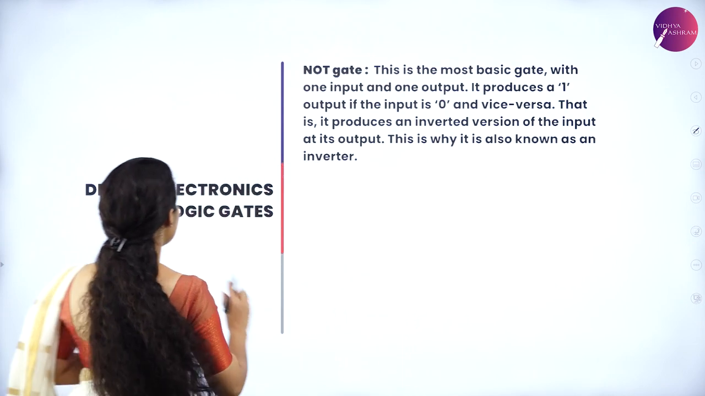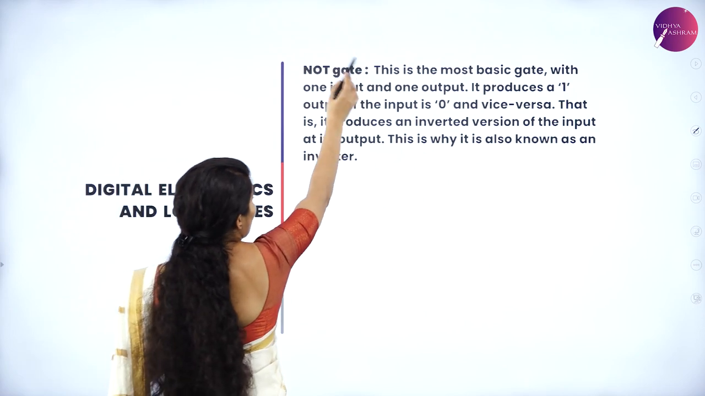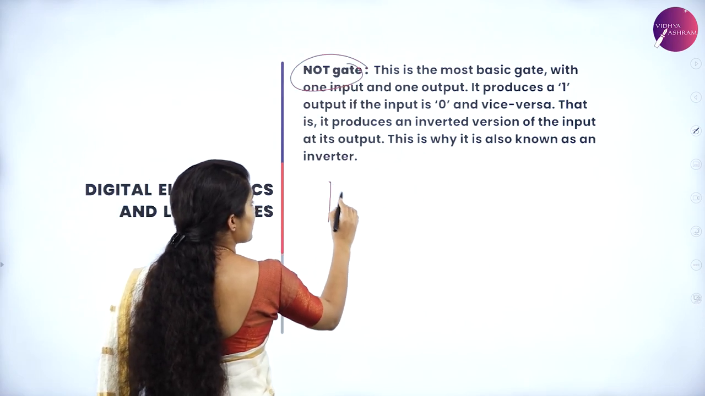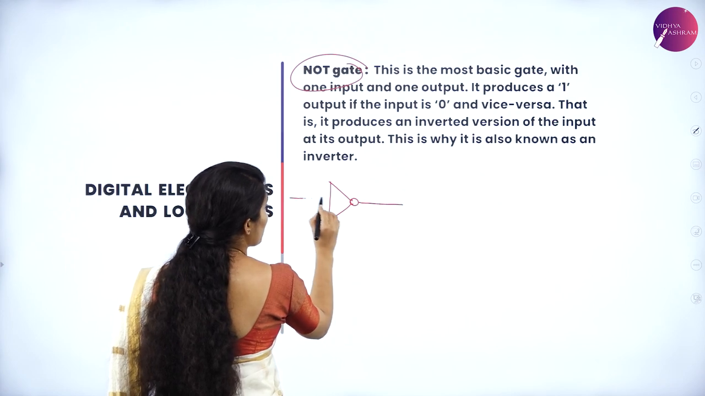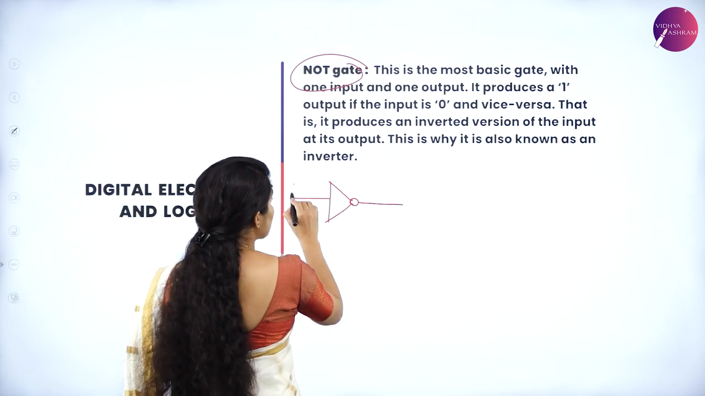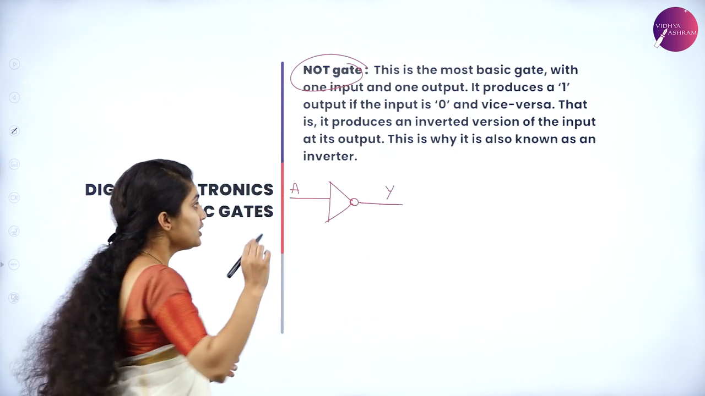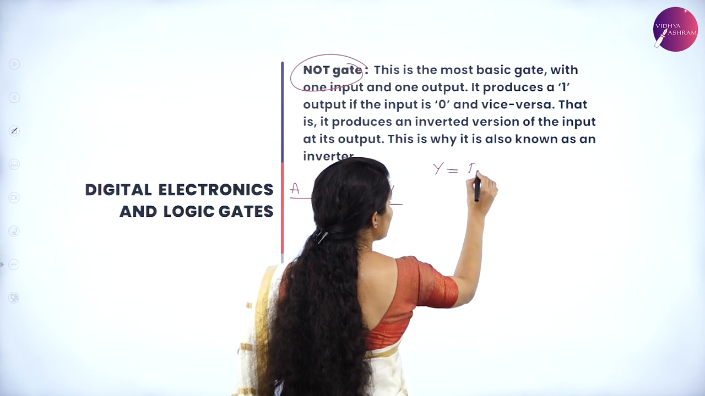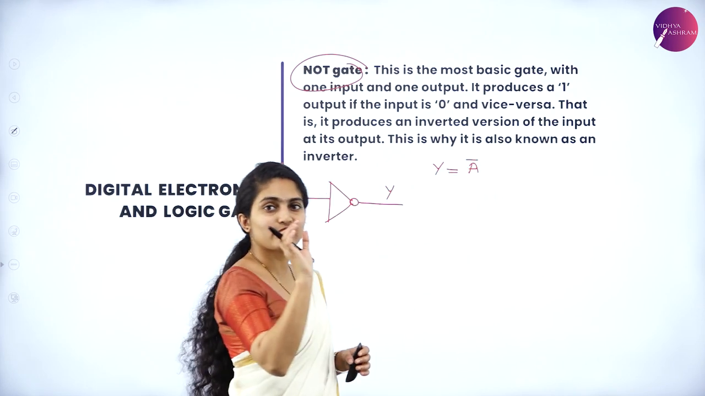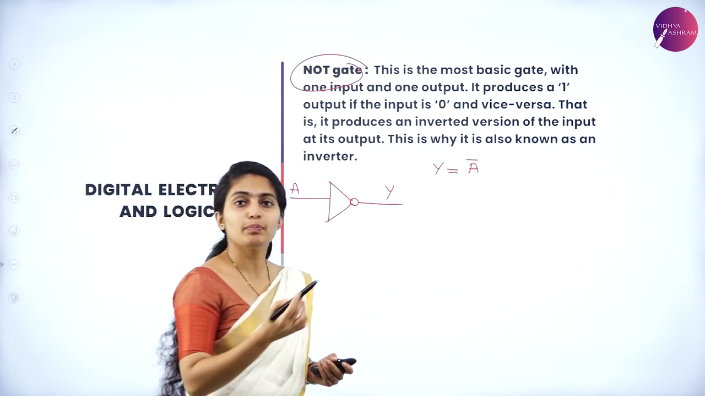Okay, so in case of NOT gate, how exactly is the symbol given? It's a triangle with a NOT bubble at the end and a line, with one input. Input is called A and output is called Y. The formula of output is Y is equal to A inverse, or A complement. Whichever A we get, we output the complement of it.